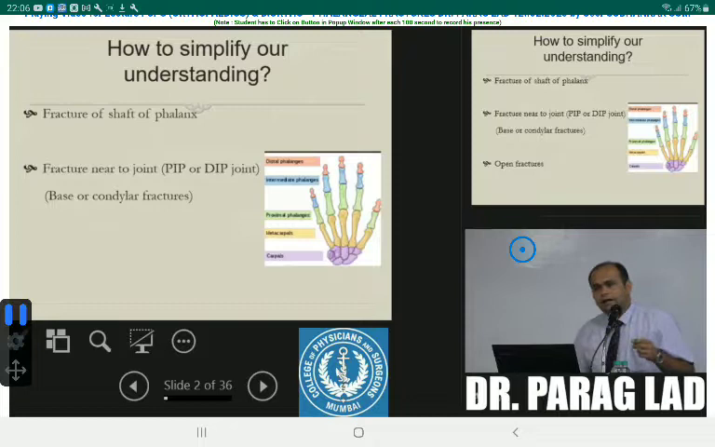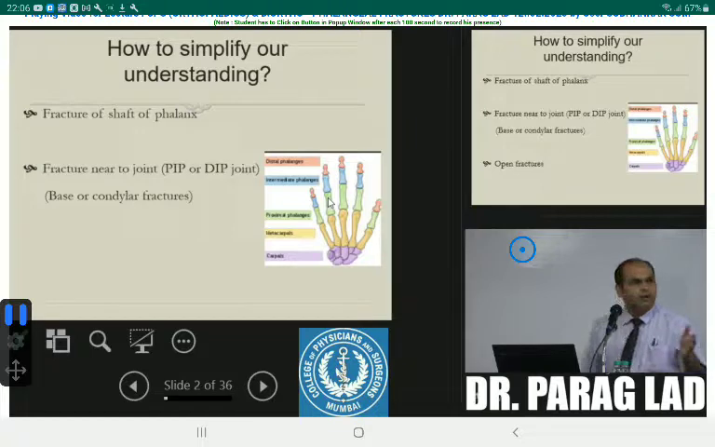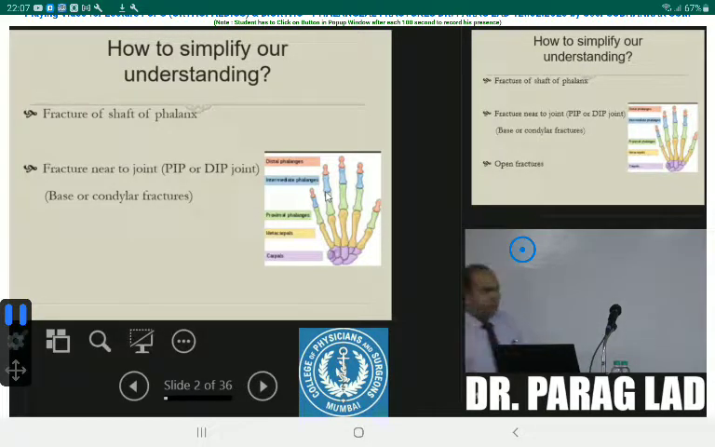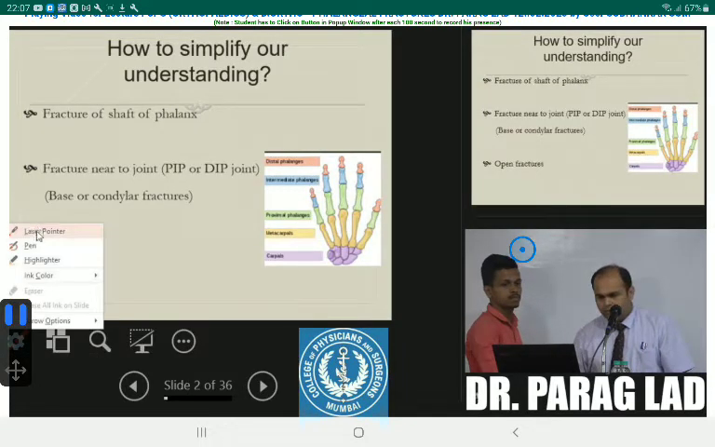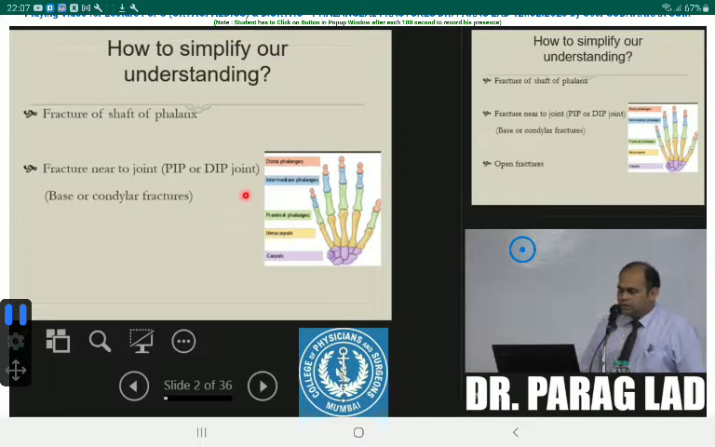In that also, either we have a base fracture or a condylar fracture. So if you understand, this is the base of the middle phalanx and this is the condyle of the proximal phalanx. So treatment of both of these is different. So this is the base of the middle phalanx and this is the condyle of the proximal phalanx. Okay, so the treatment of each of them is completely different.